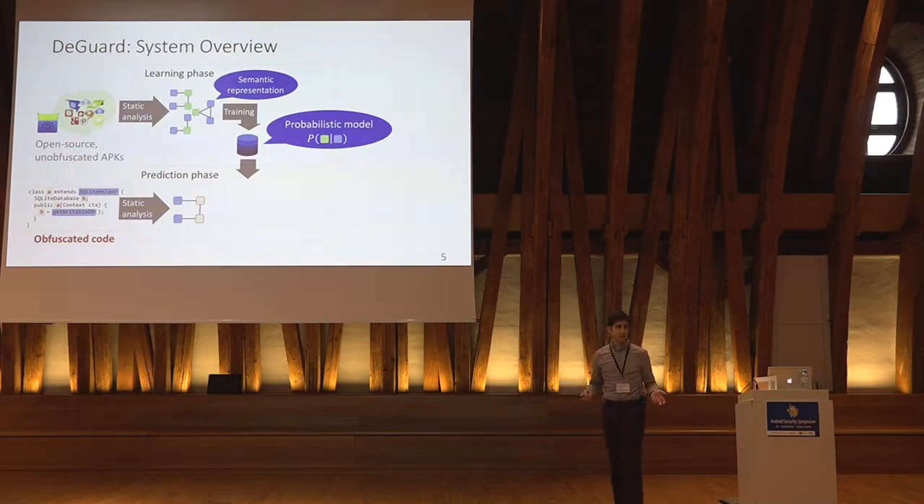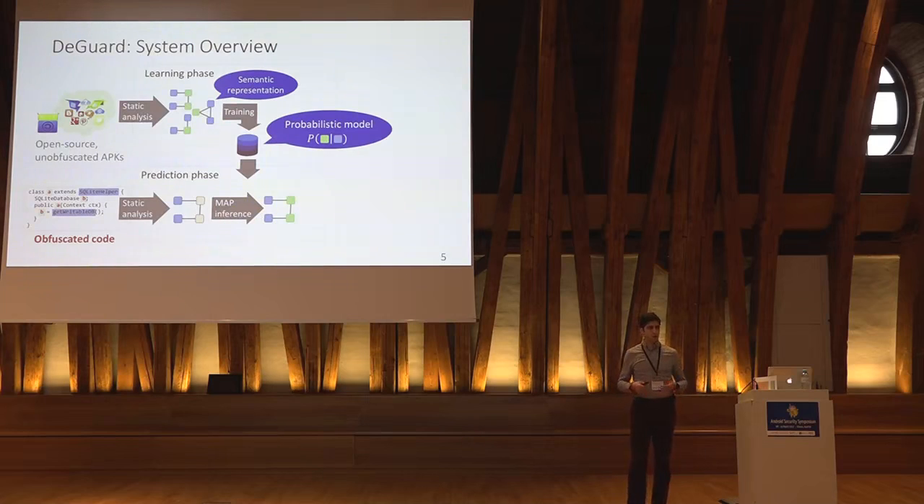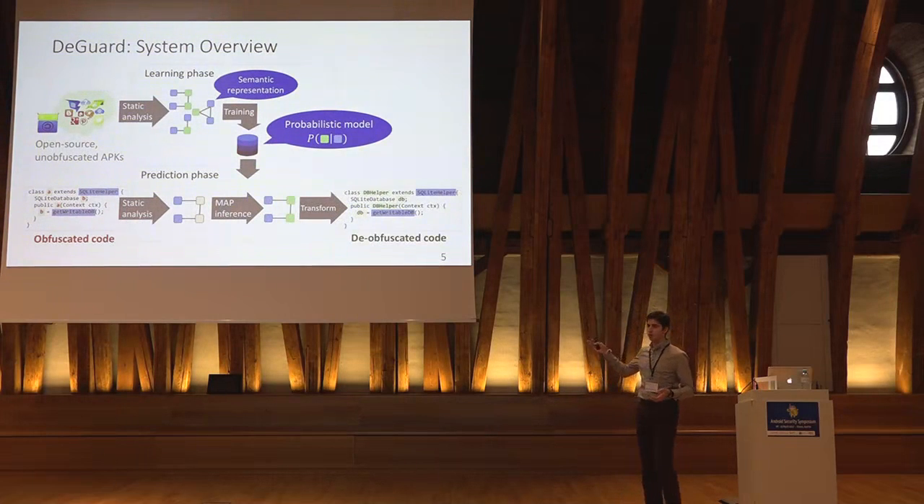We run the same kind of static analysis to derive what are the program elements and their relationships. Then we can use the probabilistic model to run MAP inference to predict what are the most likely names that should be assigned to the obfuscated program elements. And once we have predicted those names, we can simply transform the application by plugging in the names that we predicted. That's the idea.